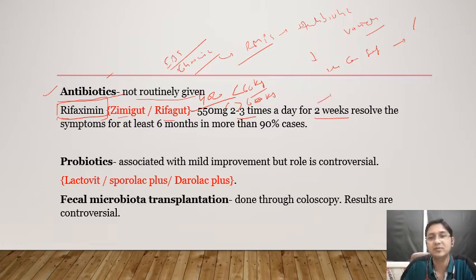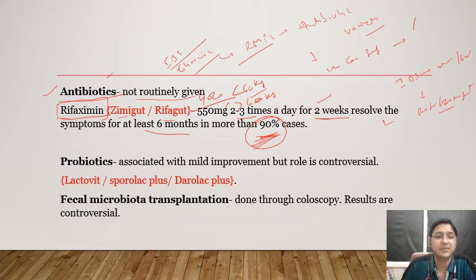And studies have shown that once you give this frequency for 14 days, it will resolve the symptoms for at least six months in more than 90% of cases. Yes, this is a proven fact, and many studies have proved it. So in an IBS patient, when the patient is very anxious and you want to give some antibiotic, always include Rifagat or Gmigut, whatever is available in the locality. According to the weight, you can set the frequency and then see the response.